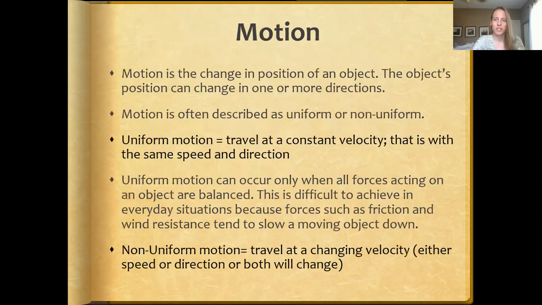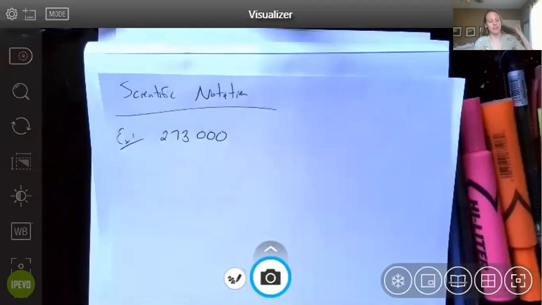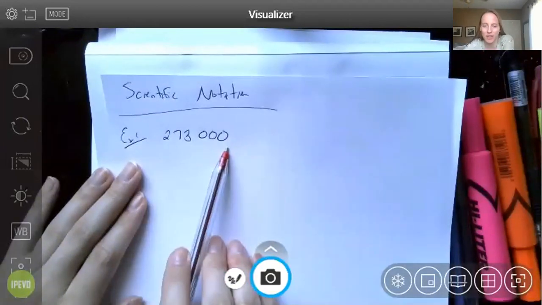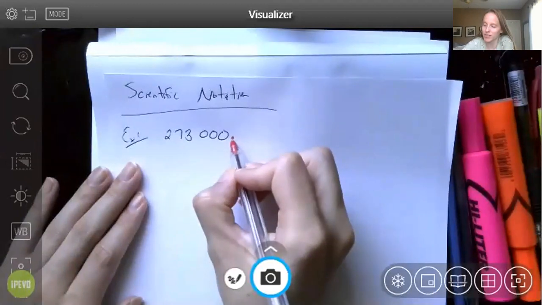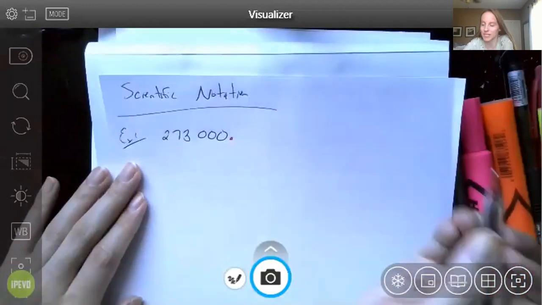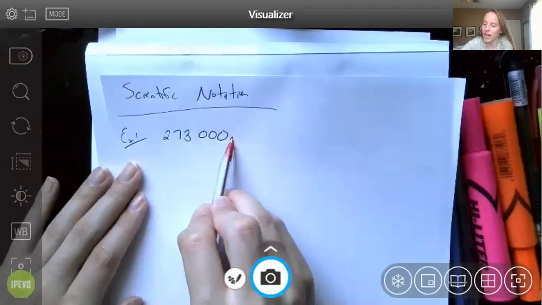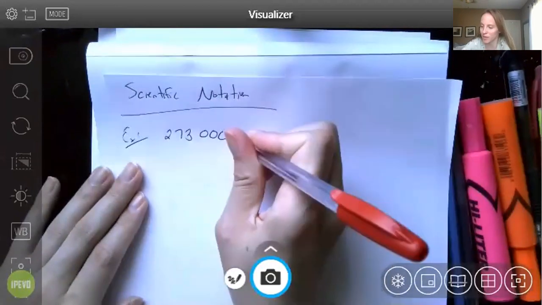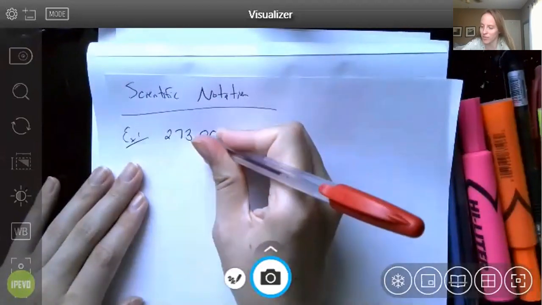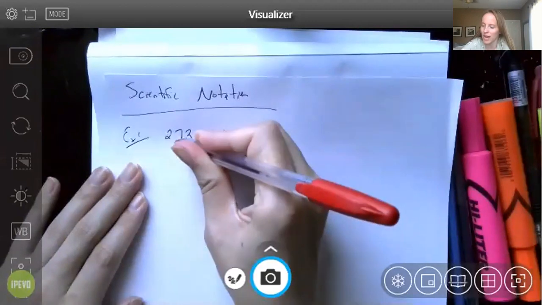So before we move on, I'm just going to show you what I'm talking about there. Okay, so we'll just go through a couple examples of scientific notation. If we have a really large number like this and we want to write it in scientific notation, we would start by putting a decimal spot at the end of our number if there's not already a decimal. Then we're going to move that until we only have one whole number in front of the decimal. I'm going to move it 1, 2, 3, 4, 5 spots.